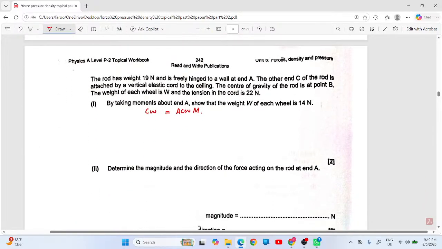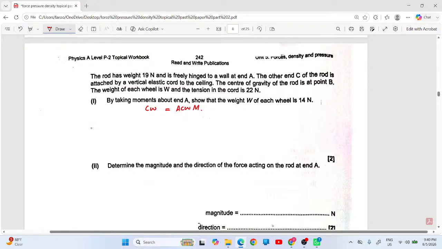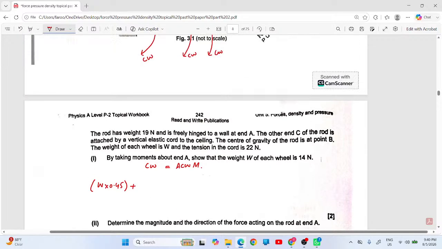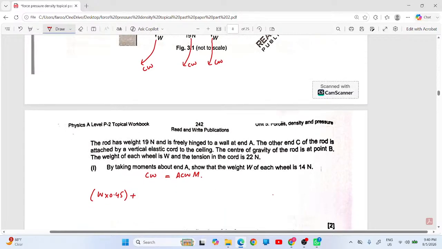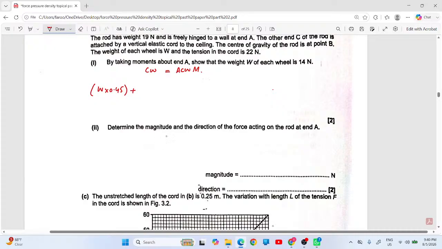And distances are given. Now tell me quickly, what are the force and distance for the first one? W multiplied by, it's not 45, it's 0.45, plus the second one. B is the weight of 90. What's the distance from the pivot? 1.4, 1.4 plus 0.5. You have to add both of them. No, oh sorry, you are right.